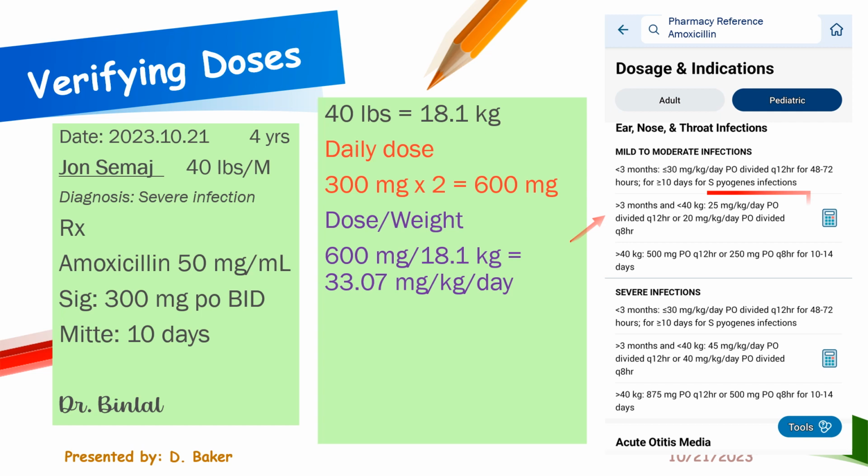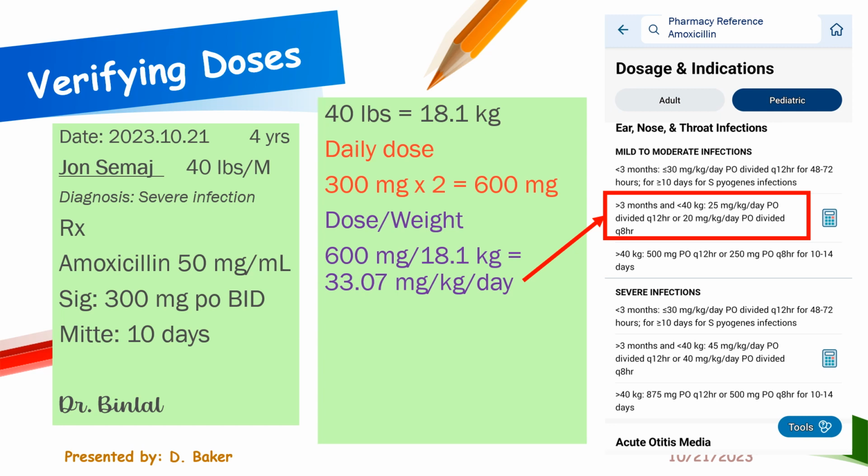Now, based on the data that you have for John, 18 kilograms, that's less than 40 kilograms based on the reference here, and the age is 4 years, so that is greater than 3 months. So John would actually fall within this range here that gives you 25 milligram per kilogram per day, given either every 12 hours, or you can go with an every 8-hour dosing at 20 milligram per kilogram per day.